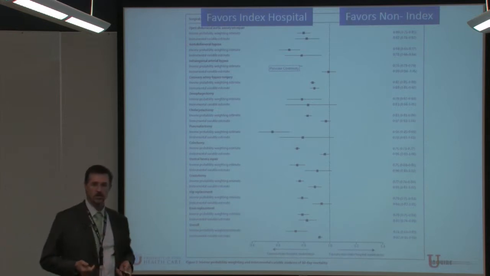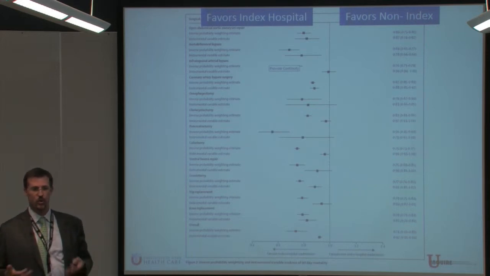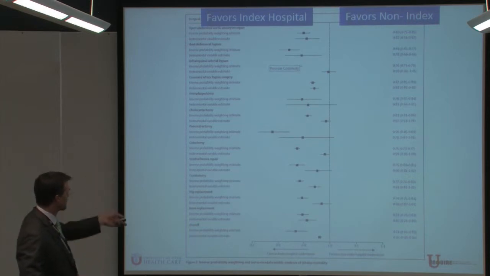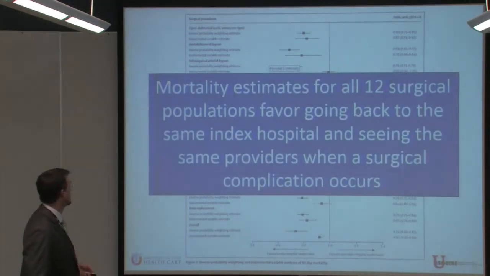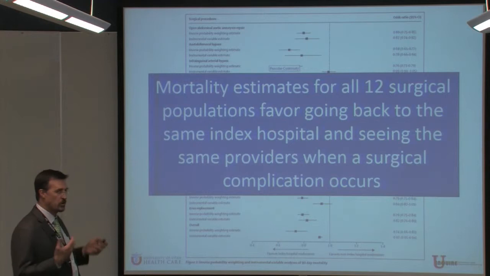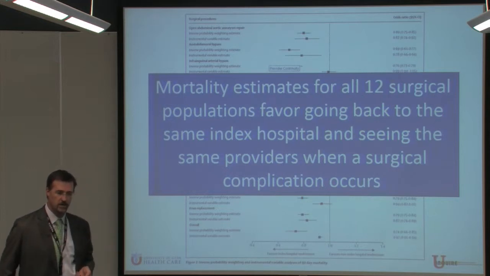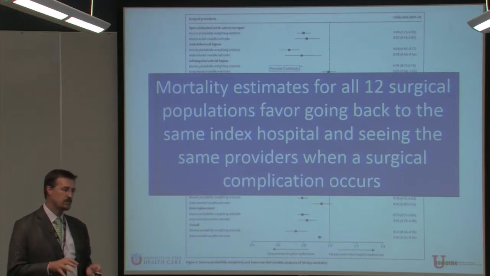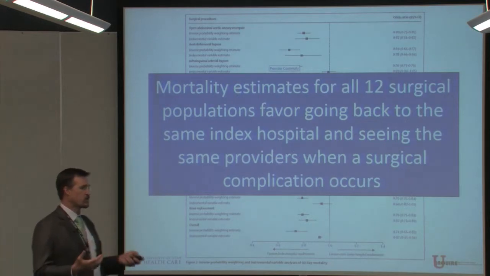I mean, we looked at a whole spectrum of different operations. You can see them all here, and we basically did 2 different statistical methods for looking at this. We did an inverse propensity weighted model, and then we did an instrumental variable analysis, which is a way to basically do, for observational data, pseudo-randomization where you adjust for unmeasured confounding. So that was important to show. But you can see that everything is on the side of favoring going back to the index hospital, and the mortality estimates really show that continuity of care for surgical patients is important and reduces your likelihood of mortality.